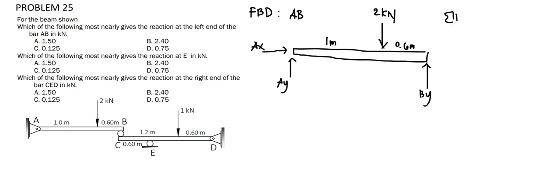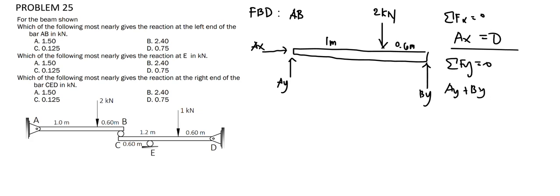First, let's take summation force Fx equal to 0. So we have Ax, since it is the only force acting on this member, and no external forces acting horizontally on this beam, therefore Ax is equal to 0. Taking summation force y equal to 0, we have Ay plus By minus 2 kN force equal to 0.